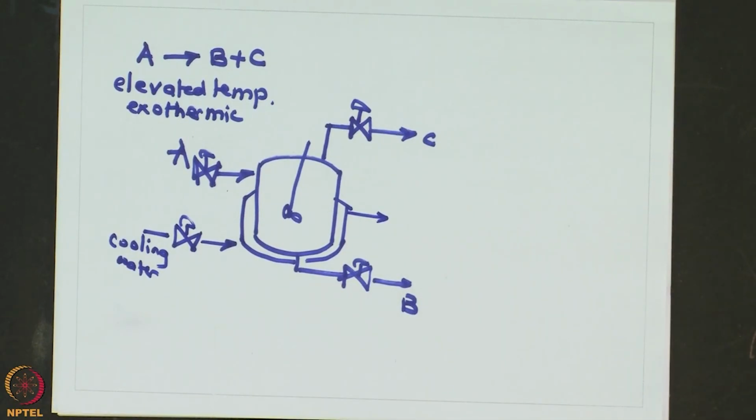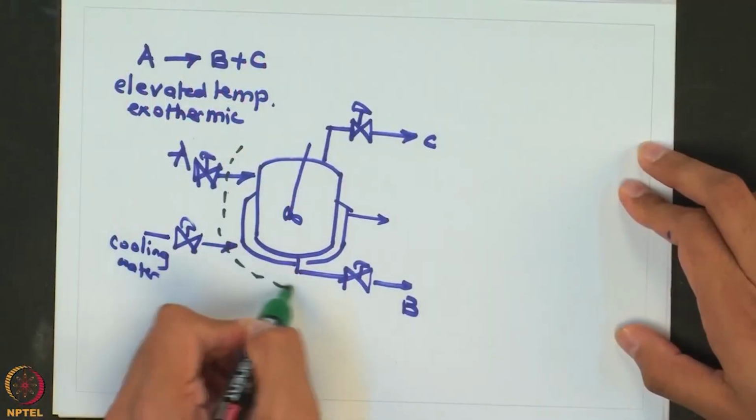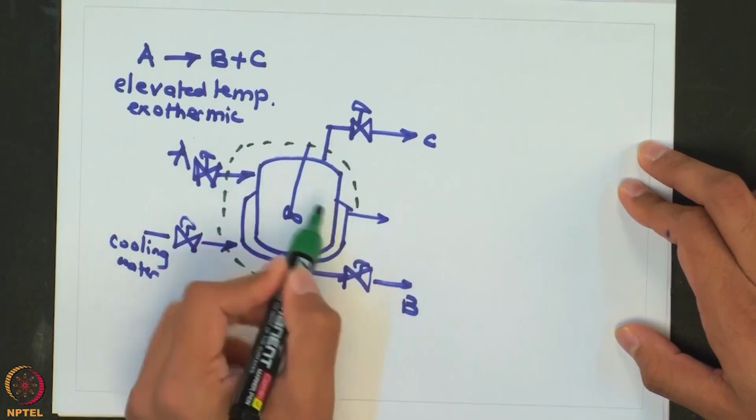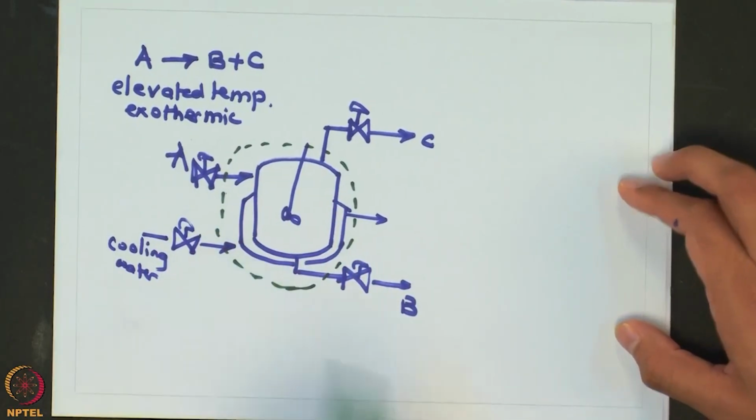So, this is a system for which we will look at what are the different hierarchies of the control system. So, this is our process. The main process I can simply highlight as this, which includes reactor and jacket.